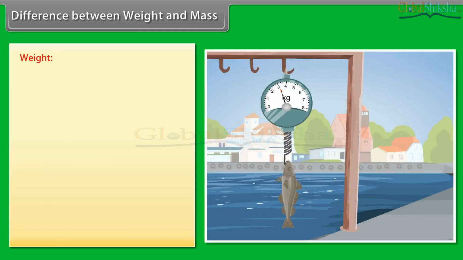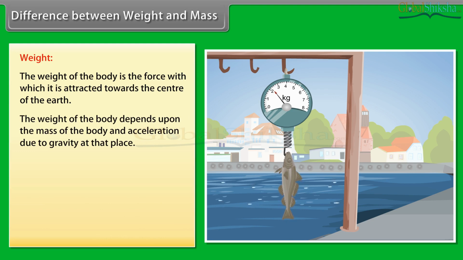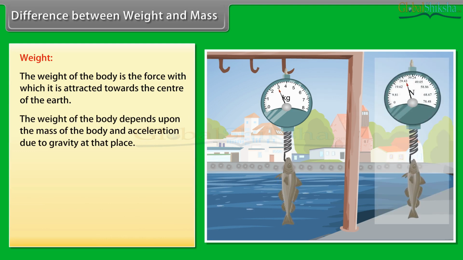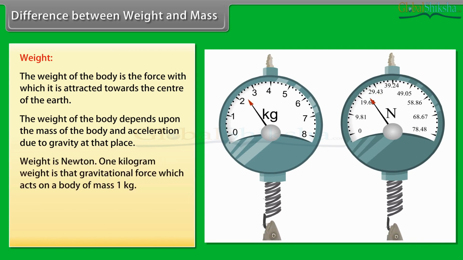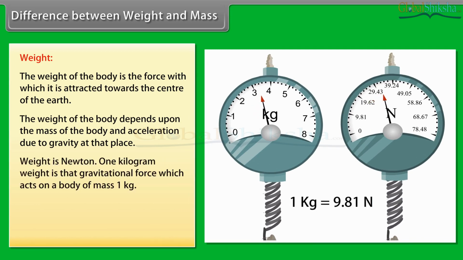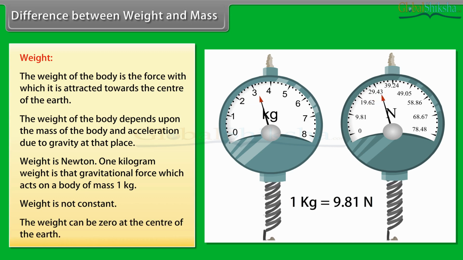Weight. The weight of the body is the force with which it is attracted towards the center of the earth. The weight of the body depends upon the mass of the body and acceleration due to gravity at that place. The SI unit of weight is Newton. 1 kilogram weight is that gravitational force which acts on a body of mass 1 kilogram. Weight is not constant. The weight can be zero at the center of the earth.